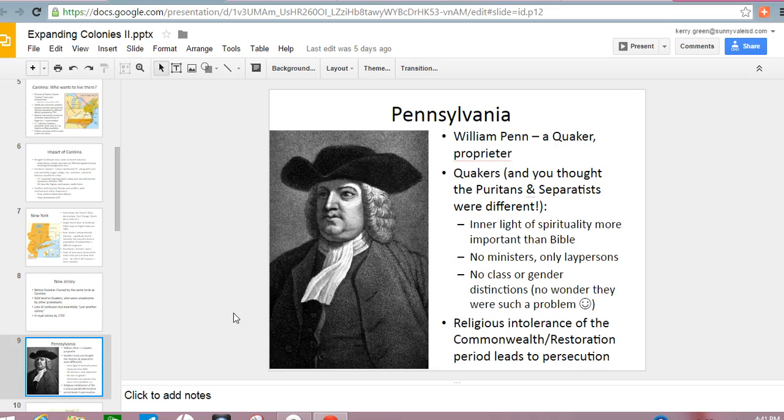And this begins to create some problems with the Puritans. They don't like this message. They feel like this is a little too radical. And so the Quakers really persecute them, but they also get persecuted in England as well.